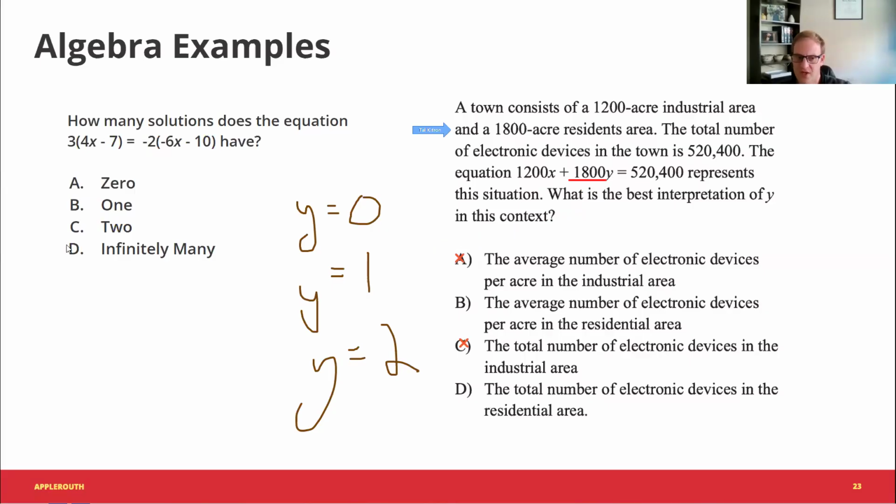This equation is modeling the total number of electronic devices. That means this 1800Y represents that, which means D is not our answer. So we've got there by elimination because we know that 1800Y would be the total. That's what we're measuring in this equation. So Y must just be the average when you take 1800Y and divide it by 1800. That's confusing. You don't really need to understand why this is right. You just need to understand why the other three are wrong.